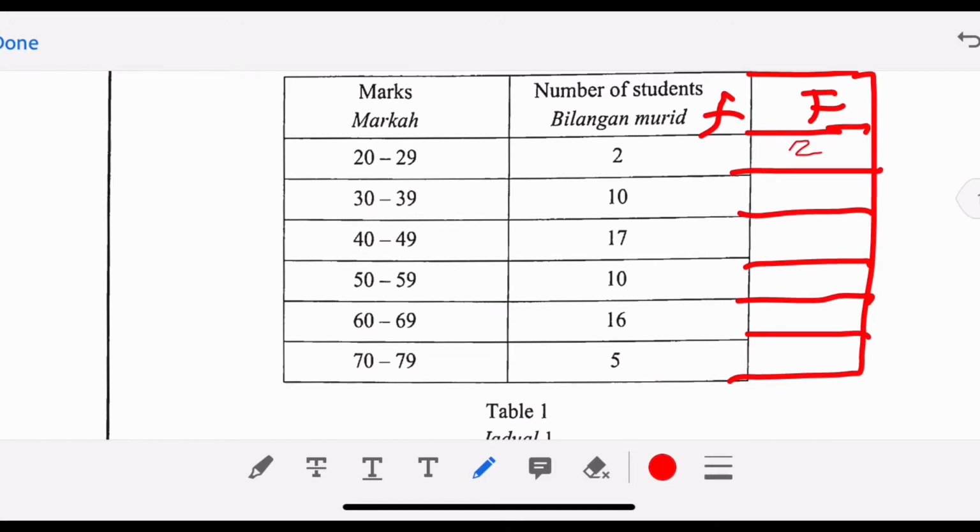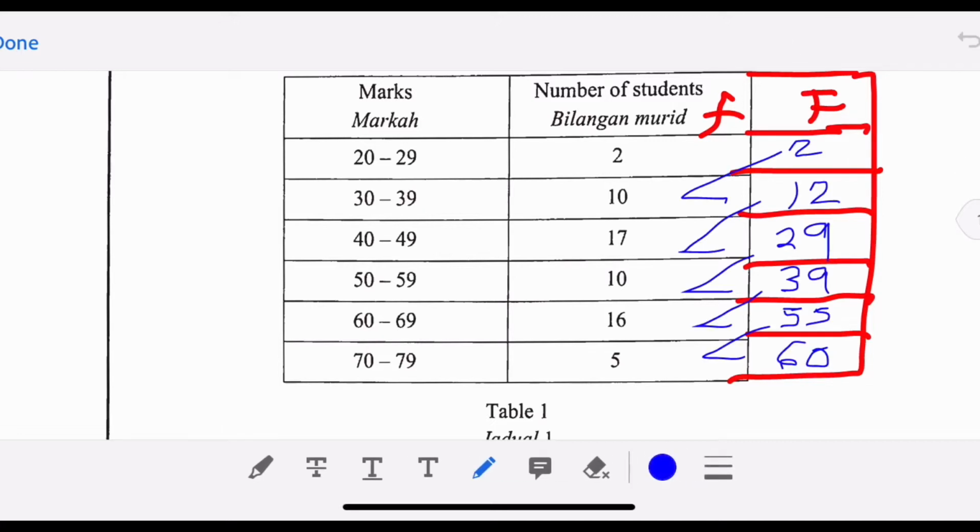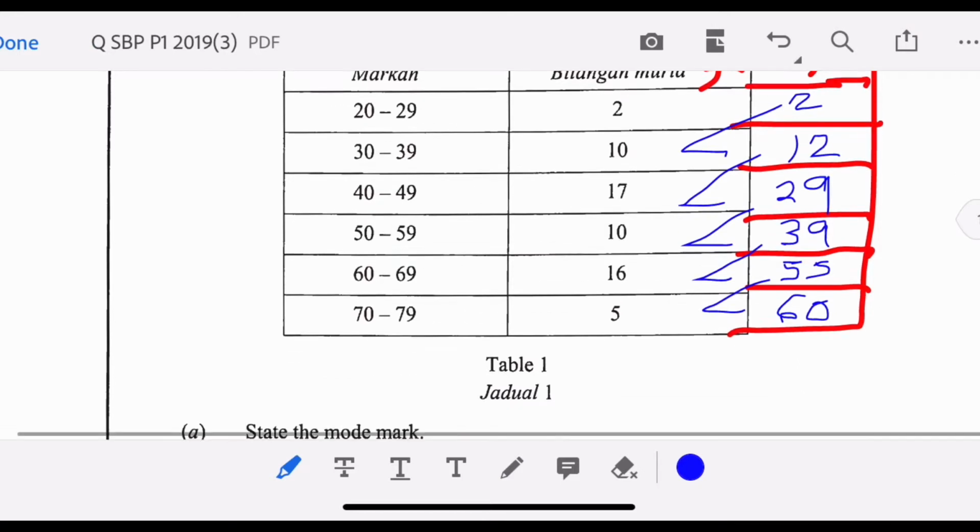To find the cumulative frequency, you just add on. From 2 you plus 10, it becomes 12. You just continue adding on the frequency: 12 plus 17, you will get 29. And 29 plus 10, you will get 39. I think you all shouldn't have a problem. You are very good in this one, because your Maths also has this cumulative frequency. So 39 plus 16 is 55, and then 55 plus 5 is 60. So the total sample of the students is 60.